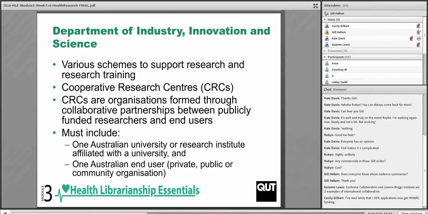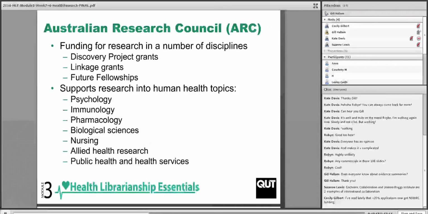Beyond that, there's departmental funding from industry, innovation and science. The cooperative research centres, if you're familiar with those, they're normally based at universities, but they're collaborative partnerships between publicly funded research and then outside organisations as well. The requirements are that a university or research institute affiliated with the university has to be involved, but then end users are also connected with it and contribute to the whole process. So that's a good area to be in.